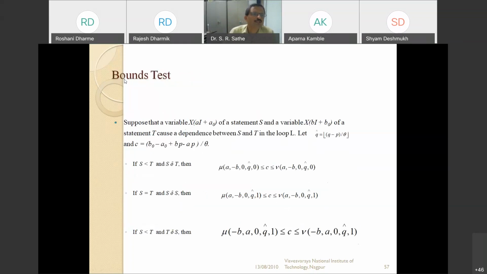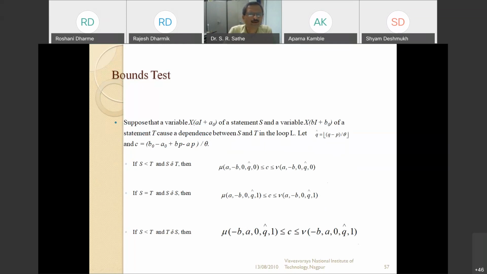So bounds test. We are interested in the bounds test. Suppose that a variable x of a i plus a0 in statement s and a variable x of b i plus b0 in statement t cause a dependence between s and t in the loop, and let q caret be equal to q minus p by theta, and c is equal to whatever the right hand side of that expression is. If s is less than t and t depends on s, then mu of a comma minus b comma 0 comma q caret comma 0 is less than or equal to c, less than or equal to the upper bound of a comma minus b comma 0 comma q caret comma 0.